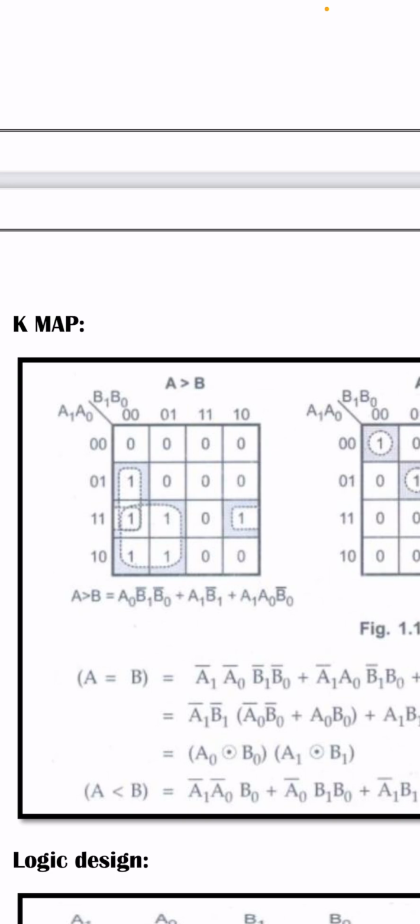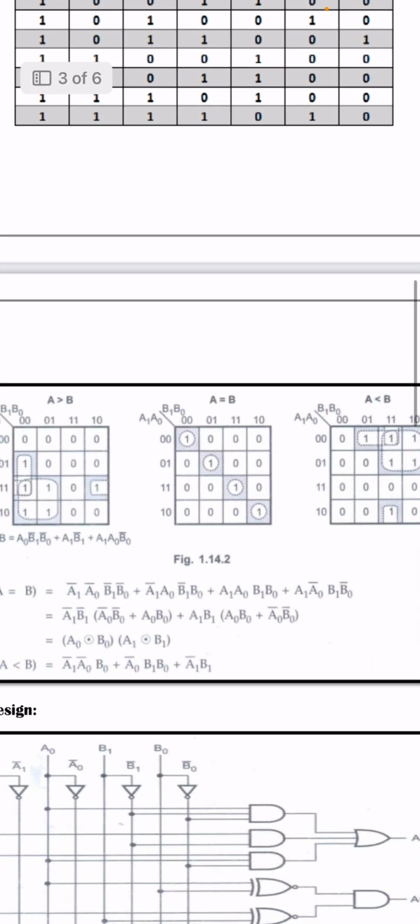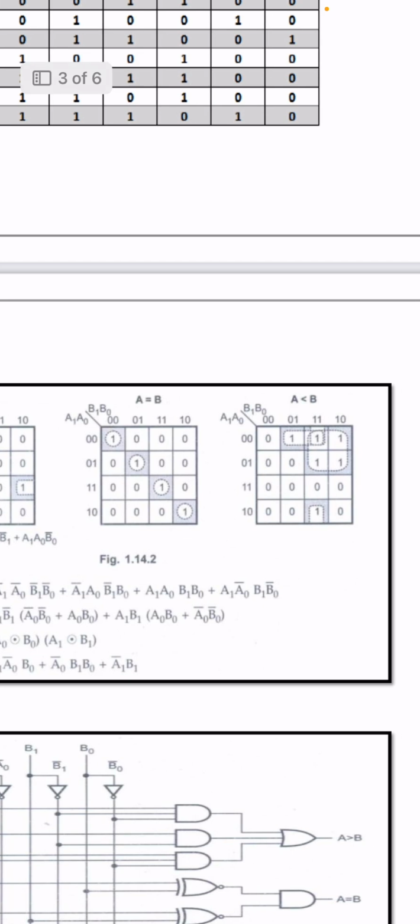On the last two rows, we swap, we actually switch those rows, and the same thing happens to the K-maps for A is equal to B and A is less than B.